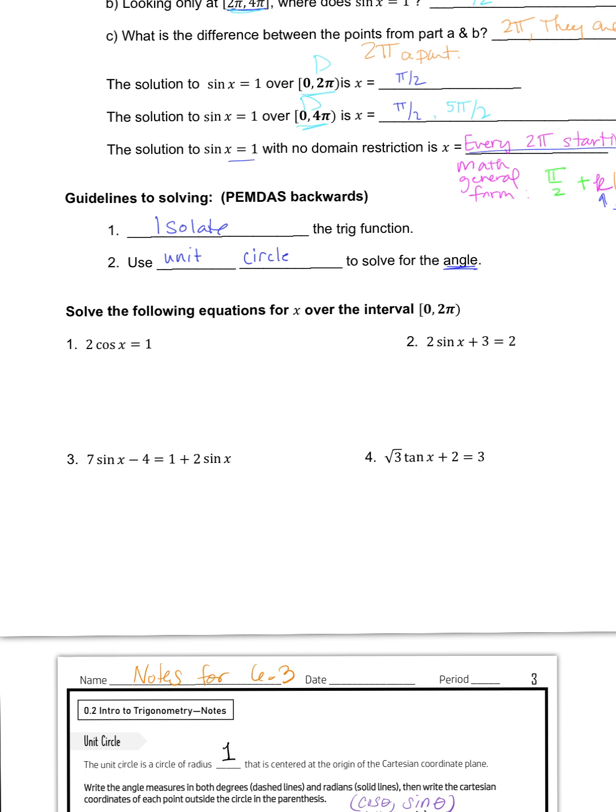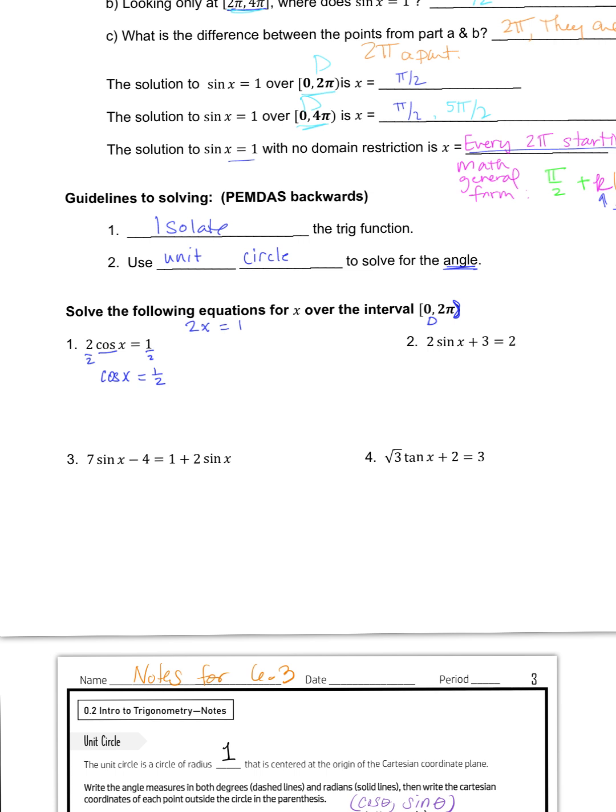Solve the following equations for x over the interval 0 to 2 pi. This is your domain. See how this is a parenthesis? That means not included. If something lands on the 2 pi, you won't use that because it's not included. So if we look at 2 times cosine x equals 1, isolate the trig function. Here's your trig function. If you need to, think of it as 2x equals 1. You would know how to solve that: you divide both sides by 2. Same thing's going to happen here. Divide by 2, divide by 2. So I am left with cosine x equals 1/2.